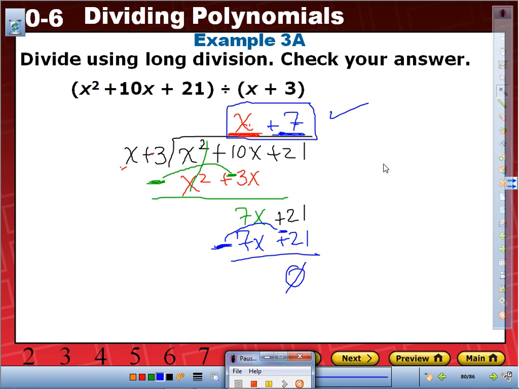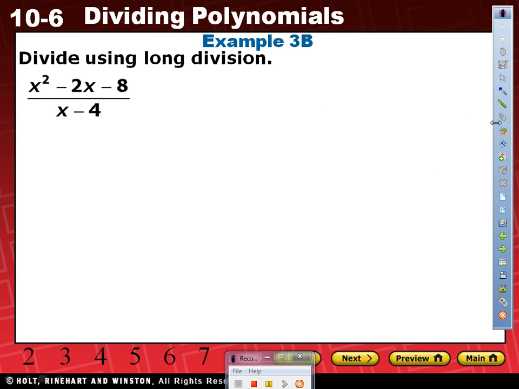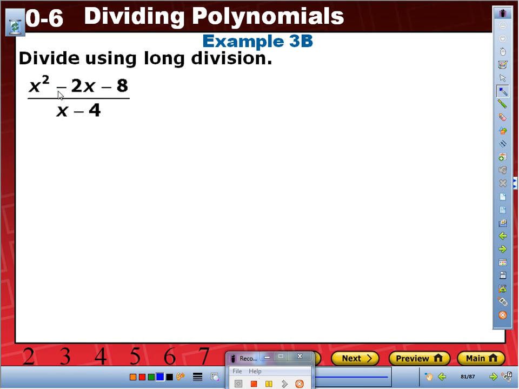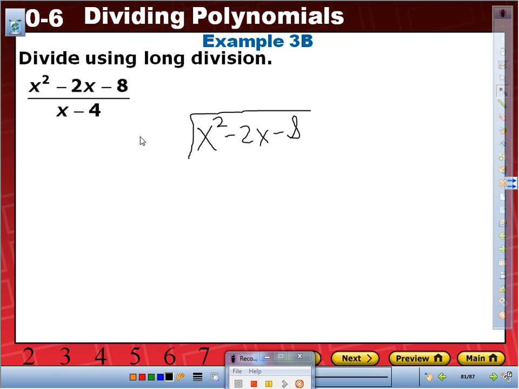Okay, so let's do another one. Example 3B. Copy this down, please. Here you go: x squared minus 2x minus 8 divided by x minus 4. Let's do this one together. We write our dividend, x squared minus 2x minus 8 divided by, what's our divisor? X minus 4. How many terms does the divisor have? 2. Therefore, I look at my second term here, so my first number has to go above the second term. How do we find this number? By looking at our first terms.